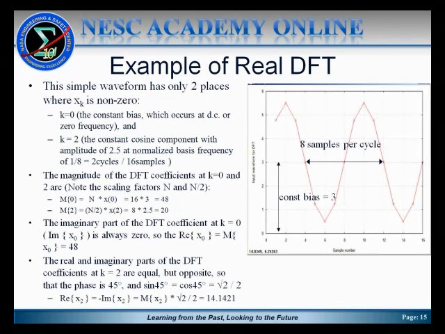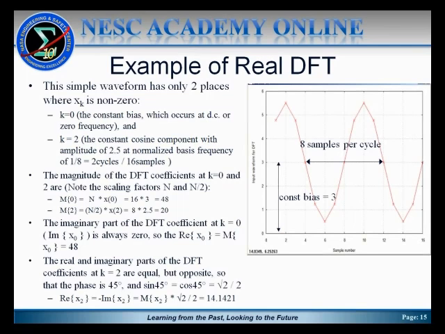And that's because we constructed the input sinusoid to complete 2 cycles in 16 samples. And so that has a normalized basis frequency of 1 over 8. Since 2 cycles occurs in 16 samples, 1 cycle occurs in 8 samples. So at a normalized frequency of 1/8, or 0.125, we would expect to see a value of 2.